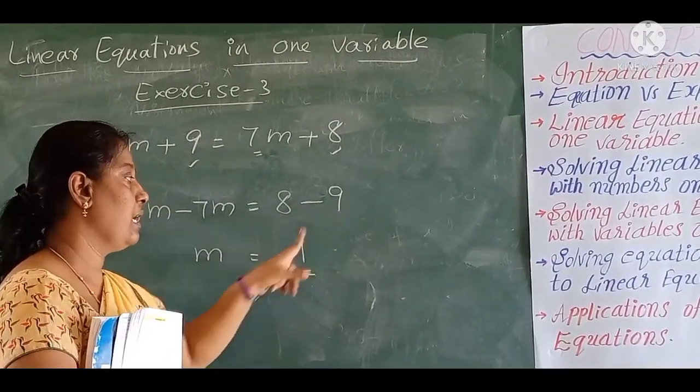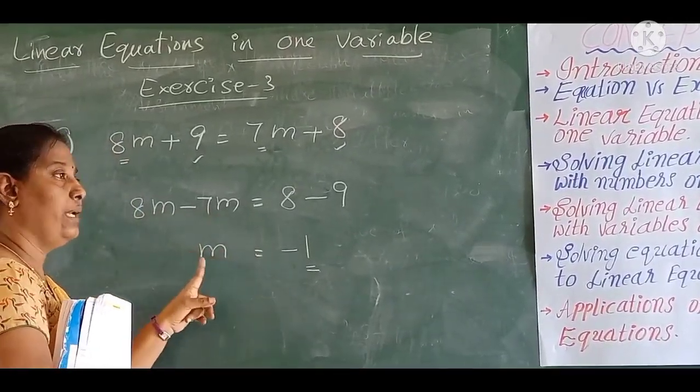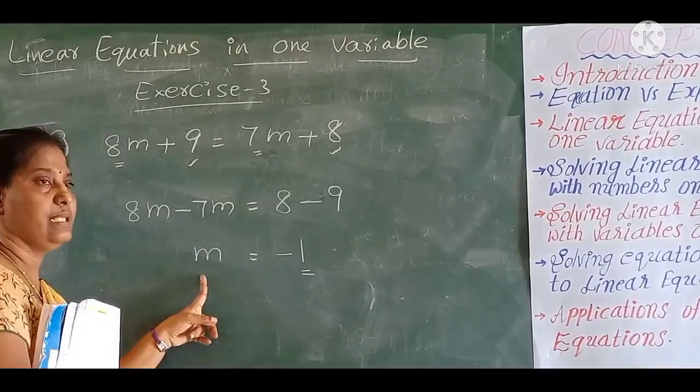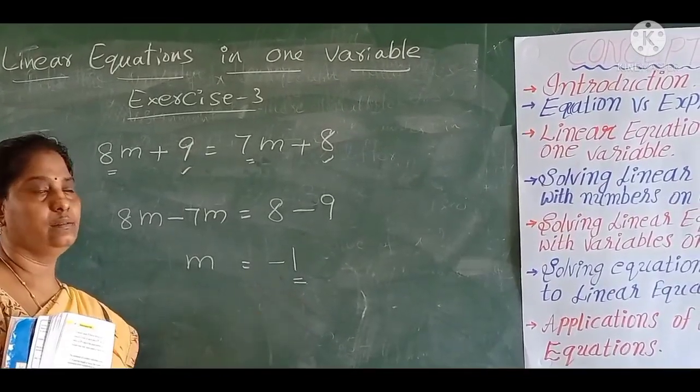So 8 minus 9 means how much? Minus 1. 8m minus 7m, that is 1m. We can't write 1m, we have to write only m. 1m means m only. So m is equal to minus 1. Note it down, ma.